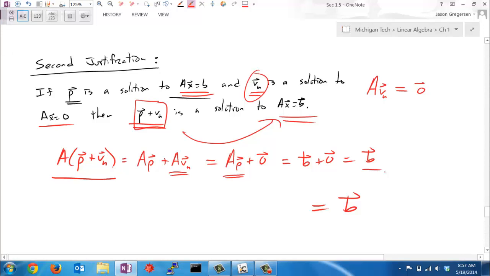The important thing is to understand that if I say this is a solution to the homogeneous equation, it means that A times this thing gets me 0. That's the definition of a solution, and we're actually using that in a proof.